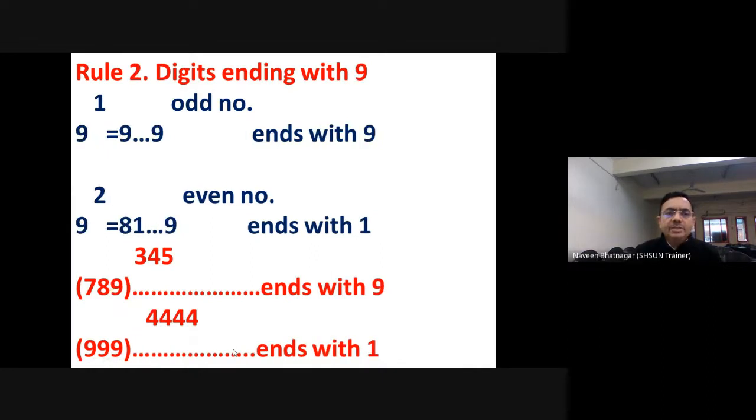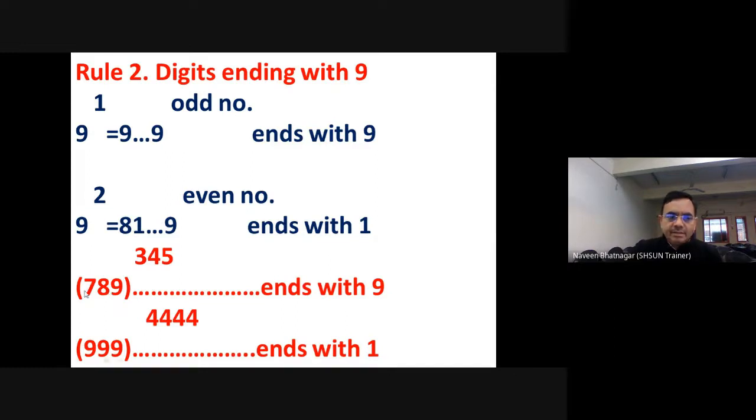Now let's concentrate on rule number 2, which is concerned with digits ending with 9. Like 9 raised to power 1 is 9, an odd number, so it will end with 9. And 9 raised to power 2 is 81. So we can generalize: 9 raised to the power of an even number will end with 1.